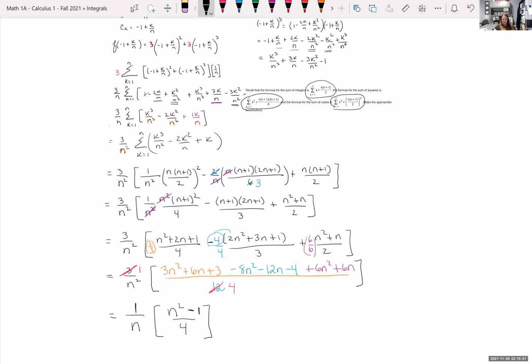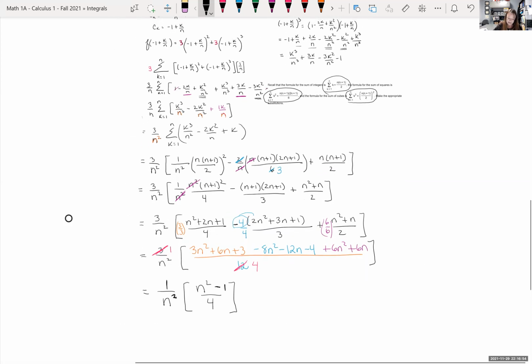Darn it. So I didn't bring down, this should have been a square, 1 over n squared. And so technically this is the same thing as n squared minus 1 all over 4n squared. So that's the summation piece.